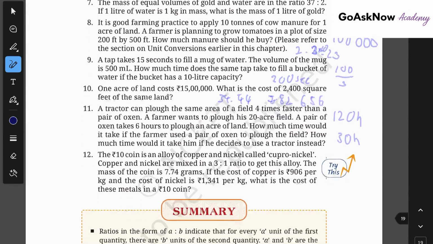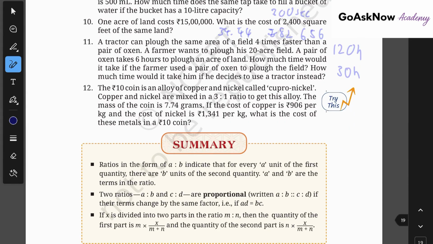Question 12. A 10 rupee coin is an alloy of copper and nickel called copper nickel. Copper and nickel are mixed in the ratio of 3:1 to get this alloy. The mass of the coin is 7.74 grams. If the cost of copper is 906 rupees per kilogram and the cost of nickel is 1,341 rupees per kilogram, what is the cost of these metals per 10 rupee coin?